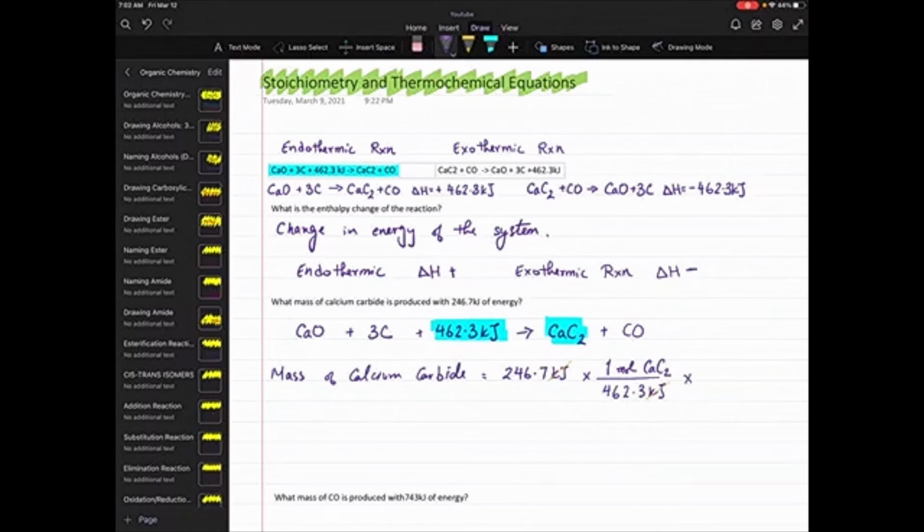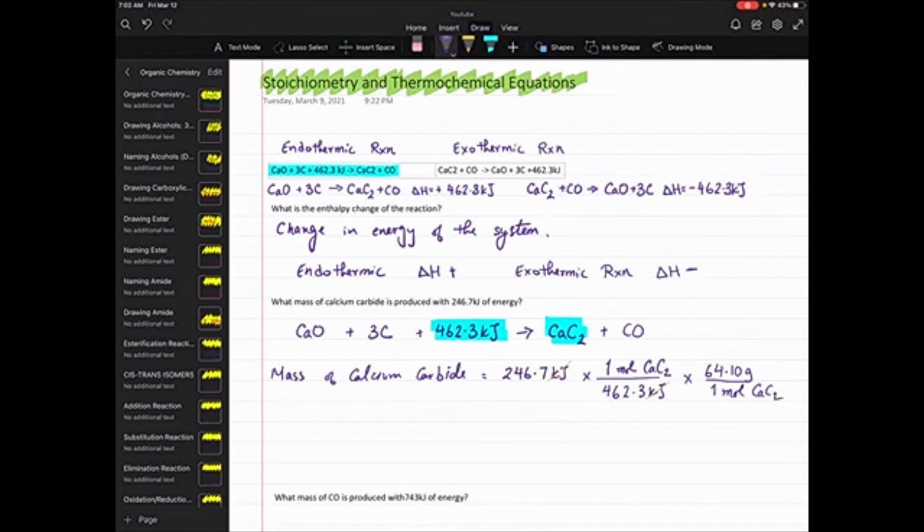Moles times molar mass is mass, right? This is from grade 11. So we need to find the molar mass of calcium carbide. Calcium is 40.08 plus carbon is 12.01, but we have two carbons, so times 2, which gives us a total of 64.10 grams per 1 mole of CaC2.